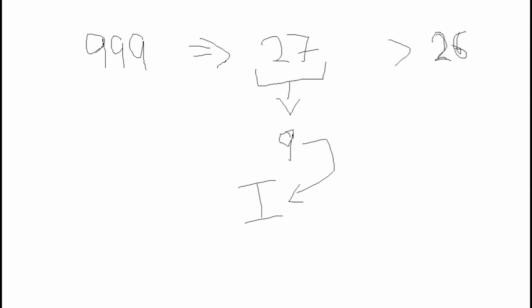So now let's write the code for it. I will write the cases first here. For 6442, we will get output P. For 9999, the sum will be 27, which is greater than 26. So we will add up the numbers and we will get the sum equals 9, which is basically I. So we will finally get the output as I.